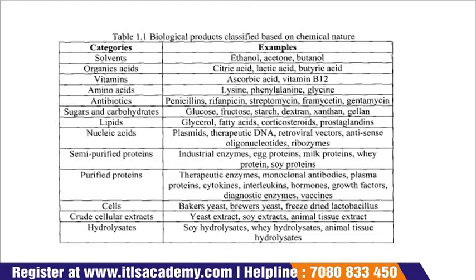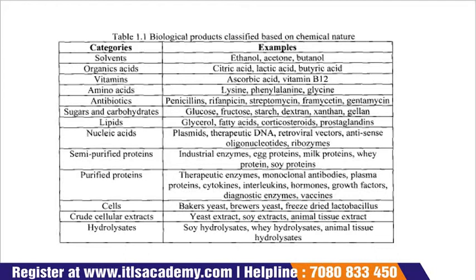The first one is solvent. The examples are ethanol, acetone, butanol. The next category is organic acid. Examples are citric acid, lactic acid, butyric acid. The next is vitamin. Examples are ascorbic acid, vitamin B12. The next is amino acids. Examples are lysine, phenylalanine, glycine. The next is antibiotics. Examples are penicillin, streptomycin, gentamicin.